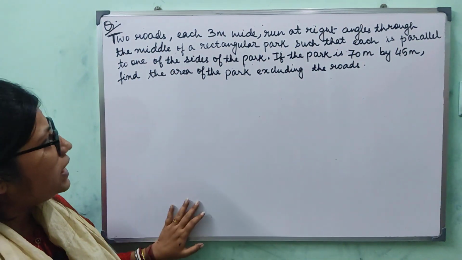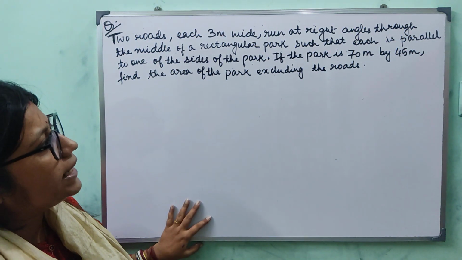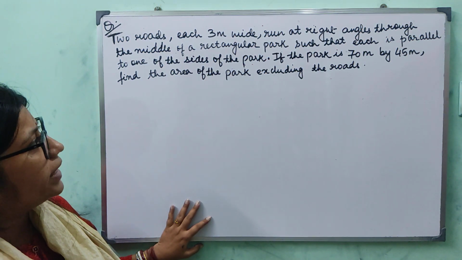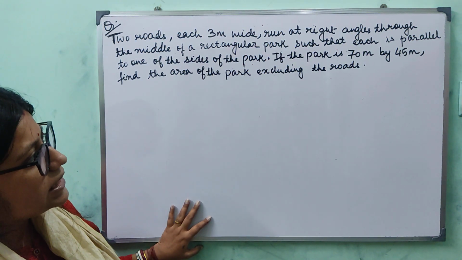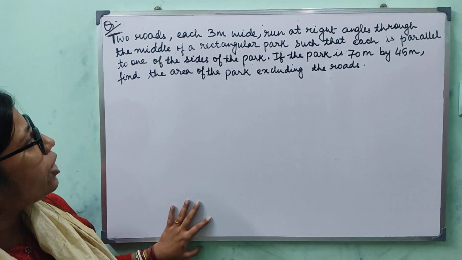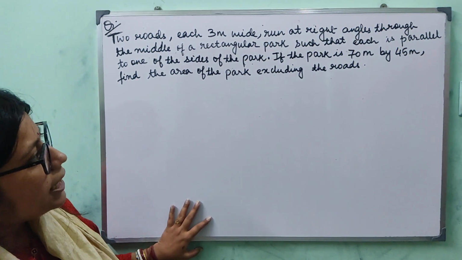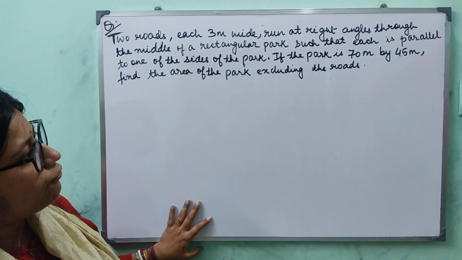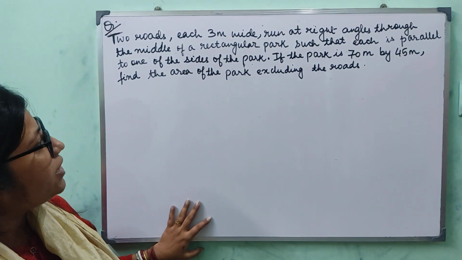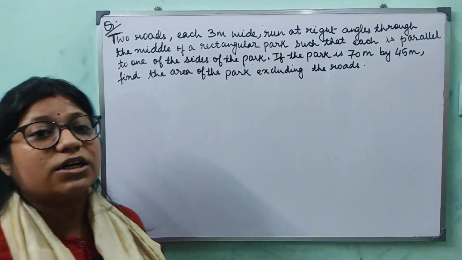Two roads, each 3 meter wide, run at right angles through the middle of a rectangular park such that each is parallel to one of the sides of the park. If the park is 70 meter by 45 meter, find the area of the park excluding the roads.